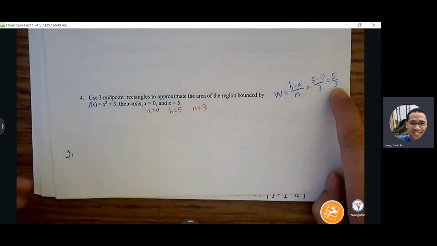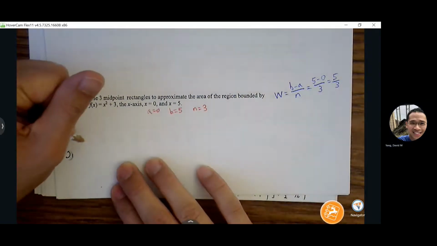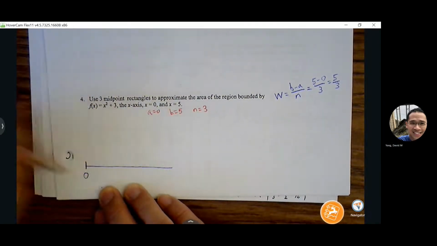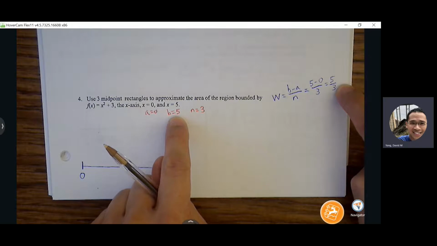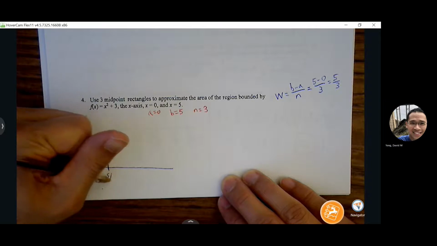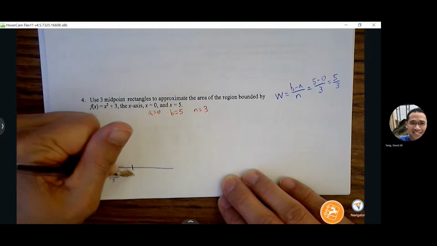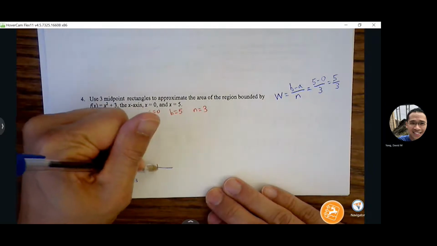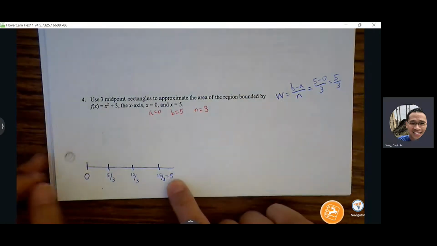Okay, so now that you have your width, we're going to be building our subintervals starting at the left endpoint. So starting at 0, we're going to keep adding 5/3 until we eventually reach our destination of 5. So 0 plus 5/3 is 5/3. Plus 5/3 is 10/3. And then plus 5/3 is 15/3. Which is 5, and we've reached our endpoint, right?